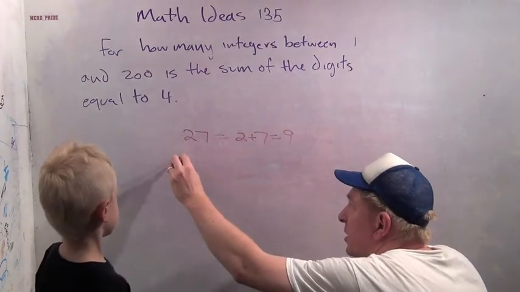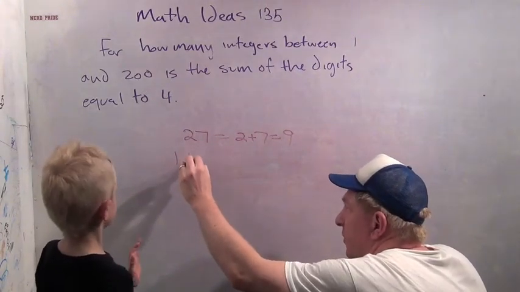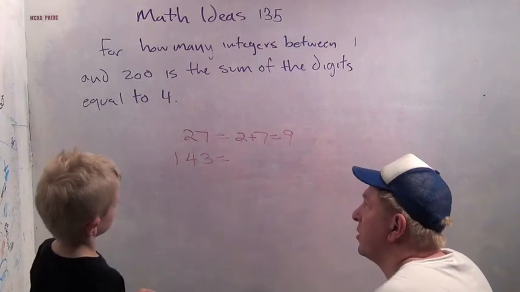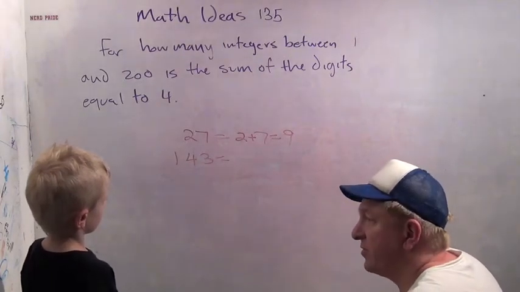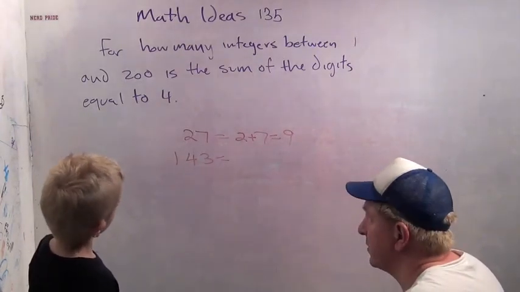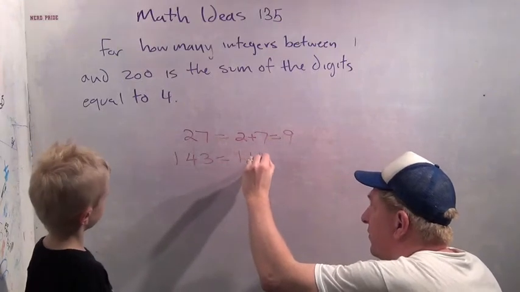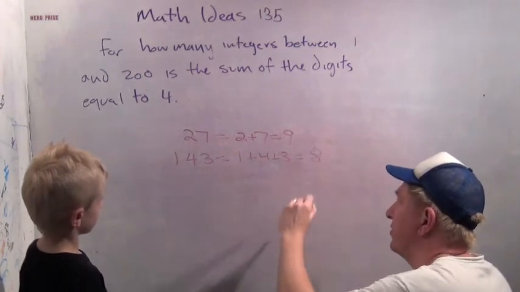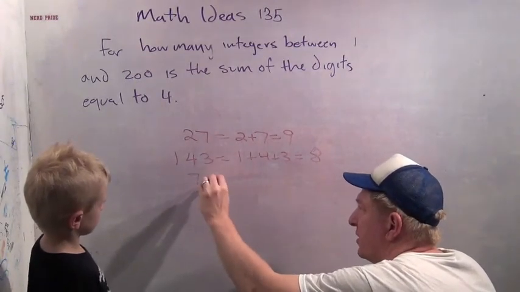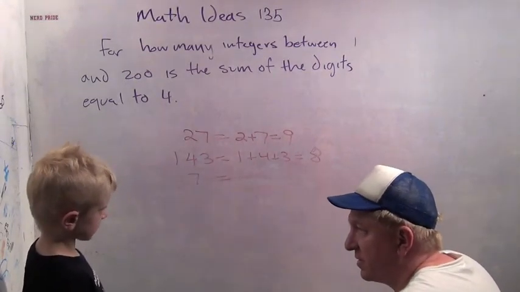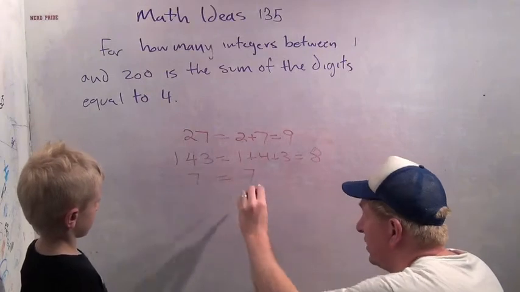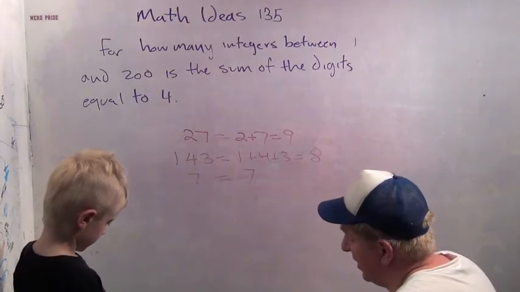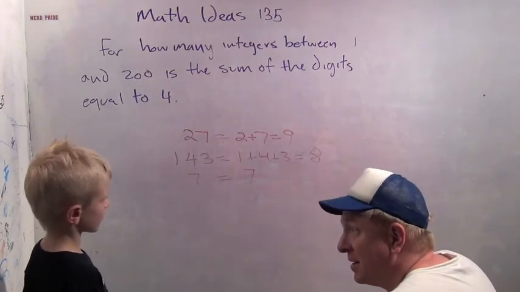What about the number 143? What do I have to do for the sum of the digits? 1 plus 4 plus 3. It's going to get us to 8. Okay, now here's a tricky one. What about the number 7? What's the sum of the digits? Just plain old ordinary 7.